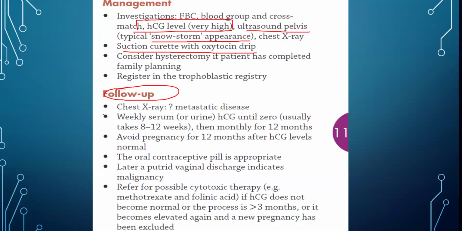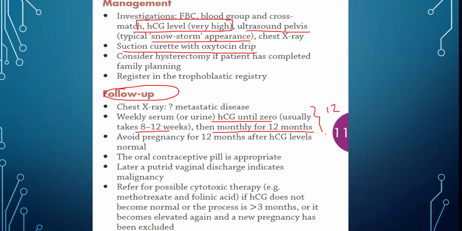It comes in exam. So for this patient who you have diagnosed as molar pregnancy, the patient will need to have beta HCG every week until it becomes 0, which can take 8 to 12 weeks. After that, every month for the next 12 months, you'll have to do a beta HCG. So every week until beta HCG becomes 0, and then every month for at least 12 months.